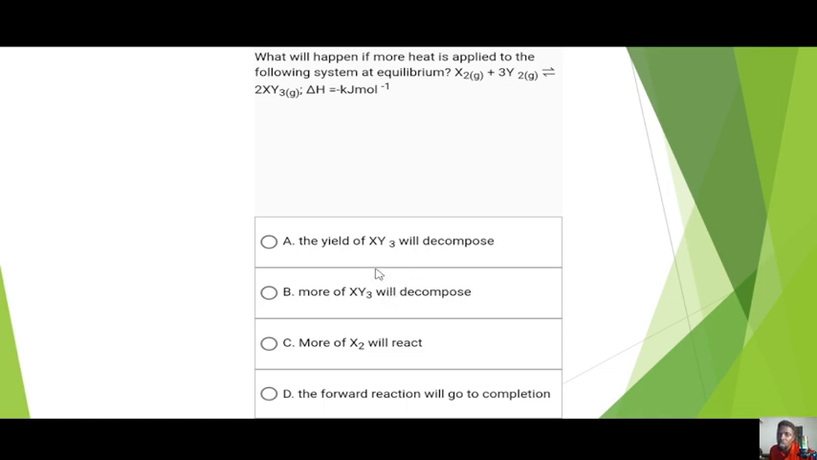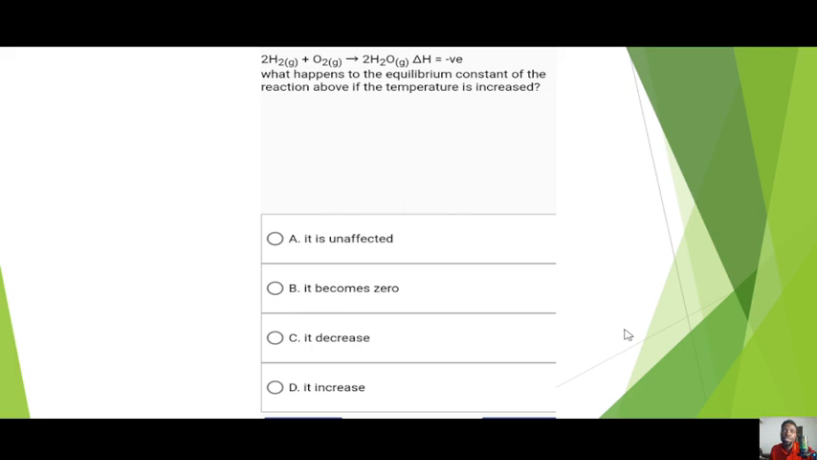Then option A, the yield of XY3 will be... the yield means production of XY3. That's basically not what we are talking about. We are dealing with the direct decomposition of your XY3. So the most correct answer amongst all these particular options is your option B. Having said that, we go to the next question.